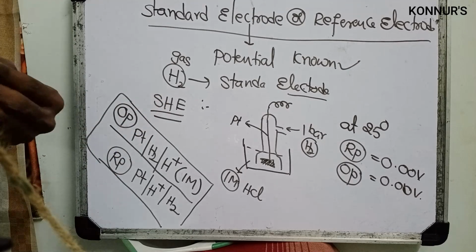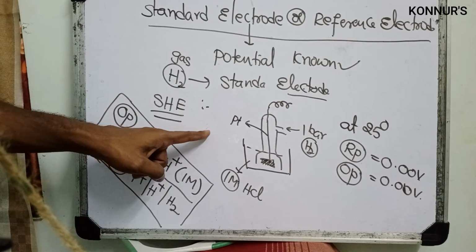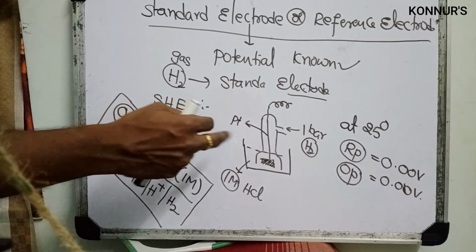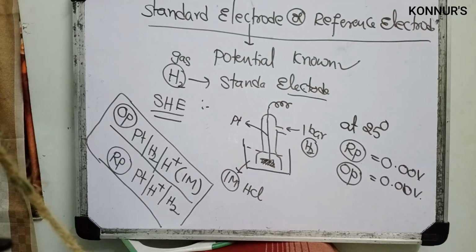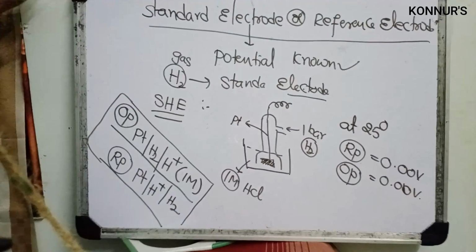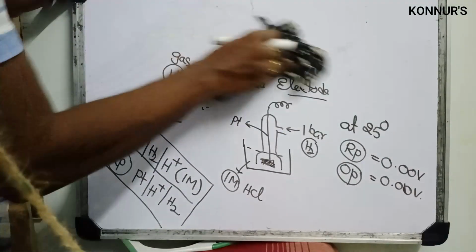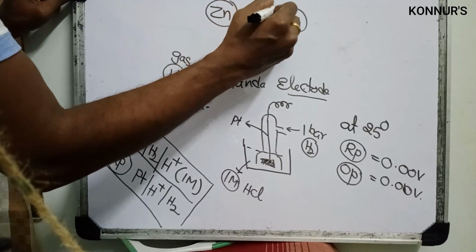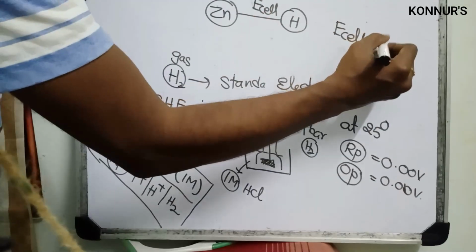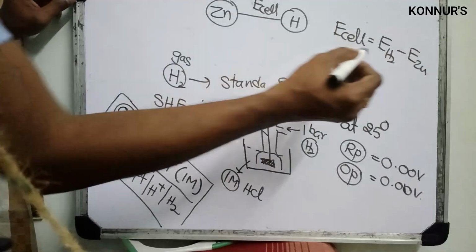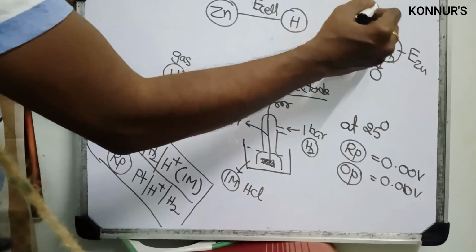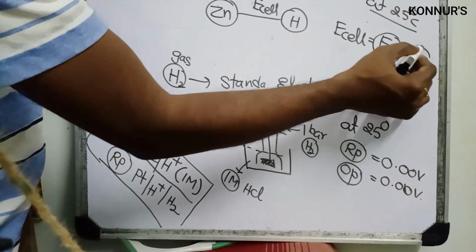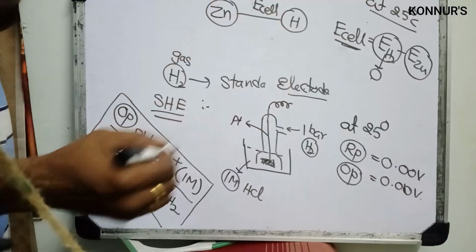Here the cell means two single electrodes are connected. Suppose a zinc electrode is connected with the hydrogen electrode, then some current is coming. E cell equals E right minus E left. To understand the main importance of the standard electrode: when the zinc single electrode is connected with the hydrogen single electrode, E cell equals E hydrogen minus E zinc. At 25 degrees centigrade the hydrogen value is 0, so whatever current is coming goes to zinc only. That is why they use the hydrogen electrode.